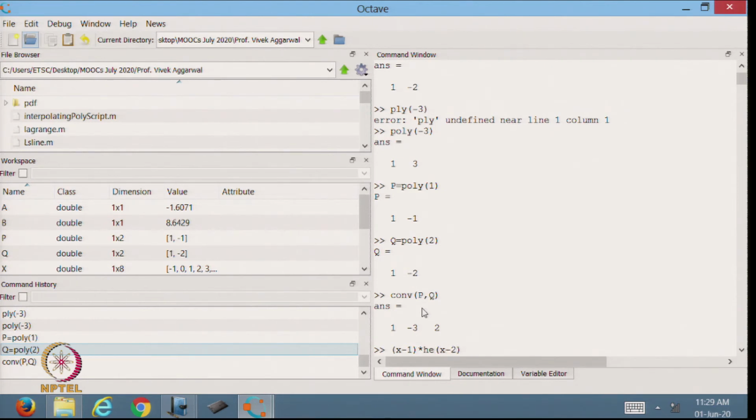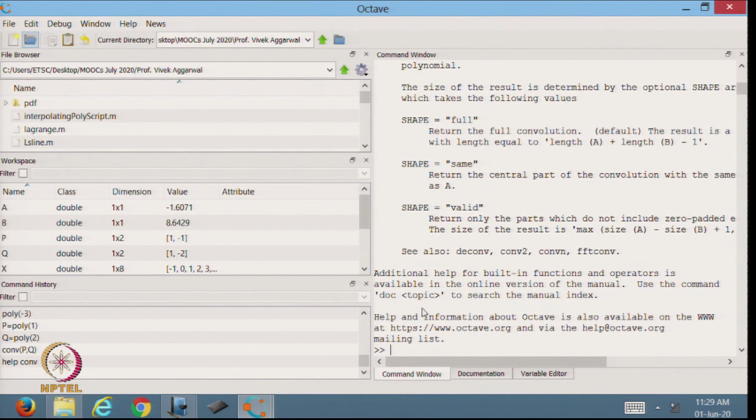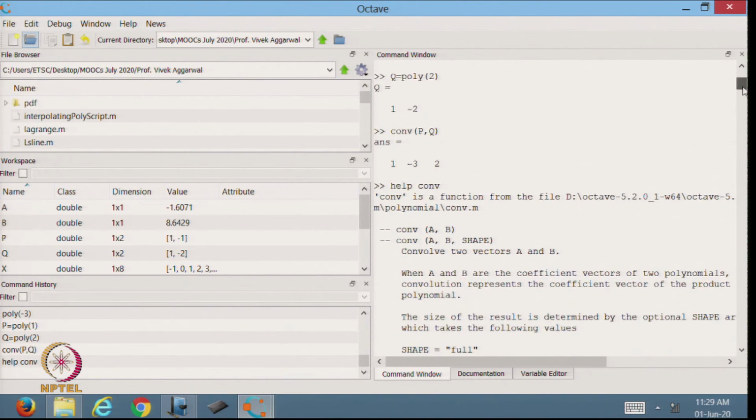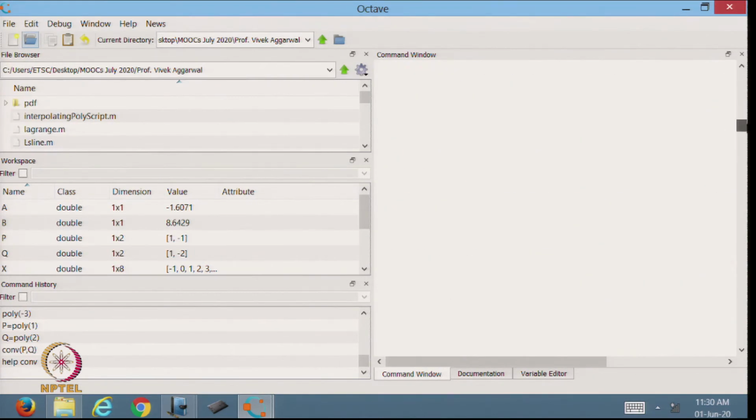So, from here I can just delete this one and I can write help, so it gives you the documentation of the function. When a and b are the coefficient vectors of two polynomials, convolution represents the coefficient vector of the product polynomial. So convolution of a and b. So this is the way we can define it. So let us go to the.